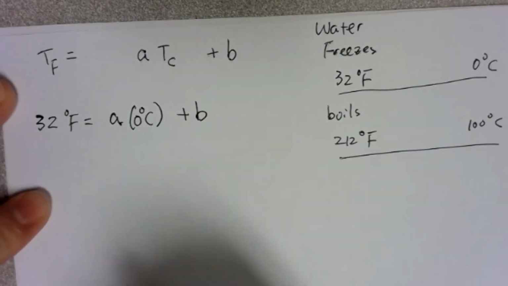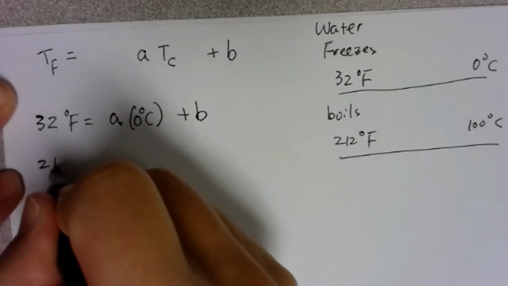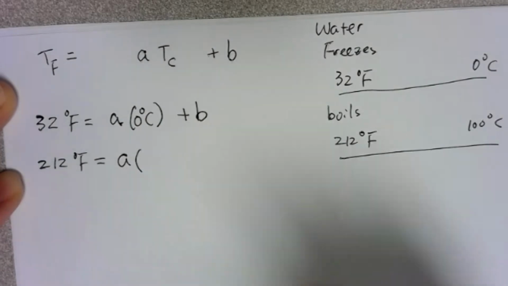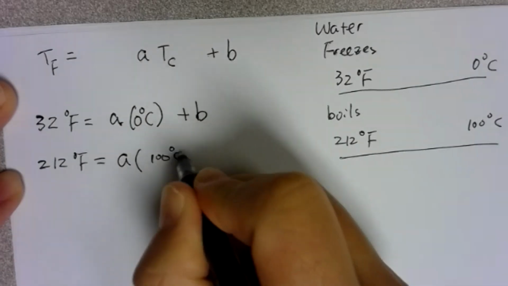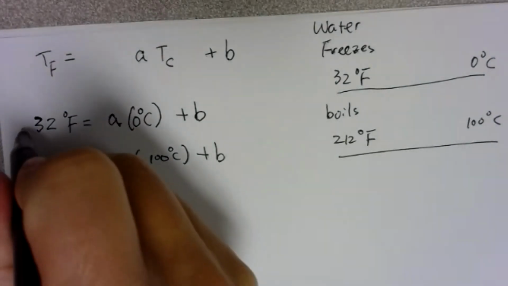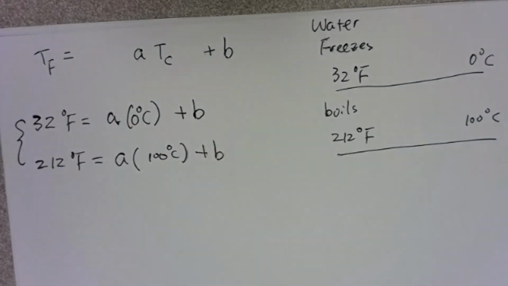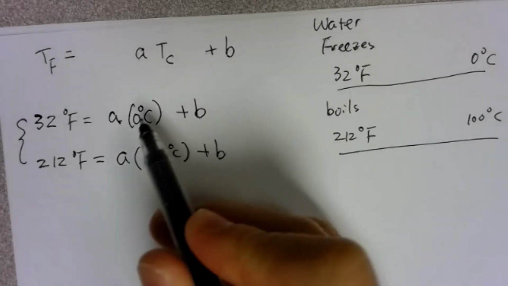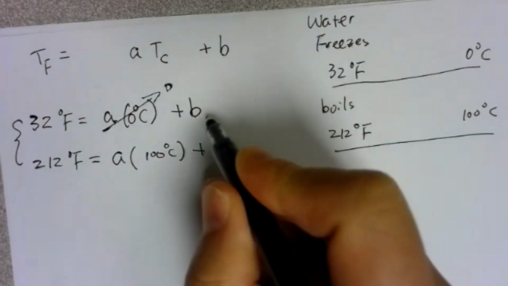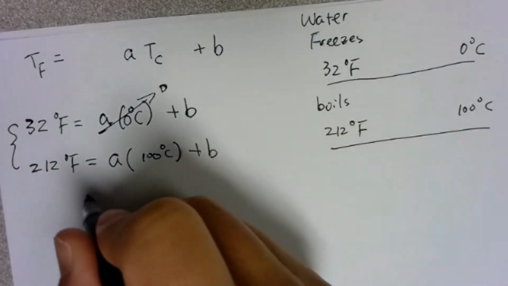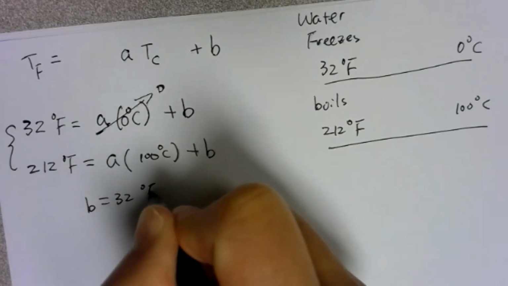Now the second condition, when water boils, it boils at 212 degrees Fahrenheit, but 100 degrees Celsius, okay, and plus B. So use the two references. Now we have the two equations, right? And we are looking for two unknowns, A and B. So now 0 times A is going to be 0, right? So this goes to 0. Okay, so that tells you B is equal to 32, right? So we get that directly, B equal to 32 degrees Fahrenheit.